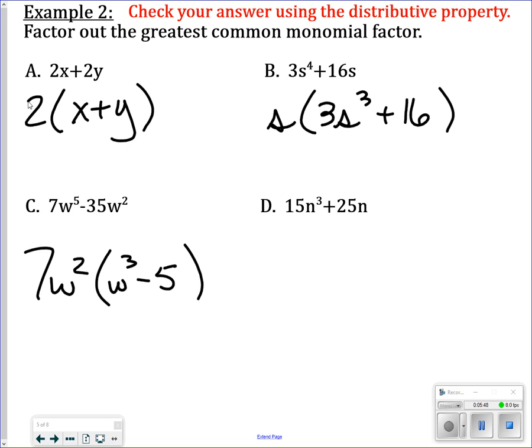In the last one, I can take a 5. Both of them are divisible by 5, and both of them have an n. So I divide by 5 and take away an n. After you have taken the number out or divided that out, what is left in the parentheses after you do that?